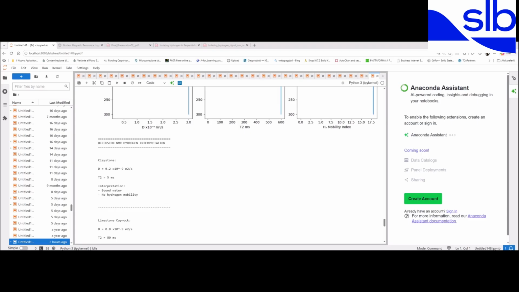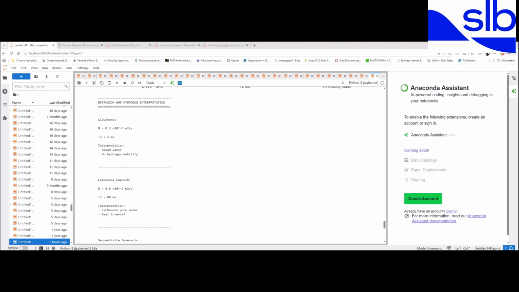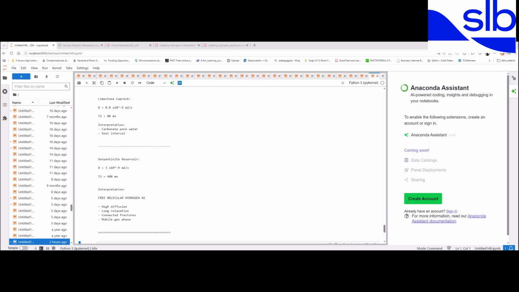Diffusion and major hydrogen interpretation. This is the diffusion model elaborated by NMR logs. Claystone has this diffusion and T2 relaxation at 5 milliseconds; interpretation: no possibility of hydrogen mobility. In the limestone, you have this value of diffusion. The interpretation is a carbonated water and seal interval.